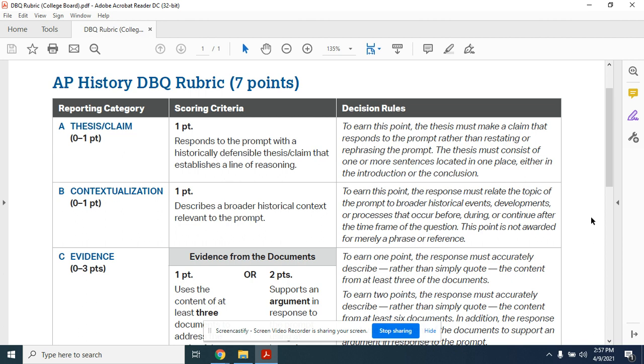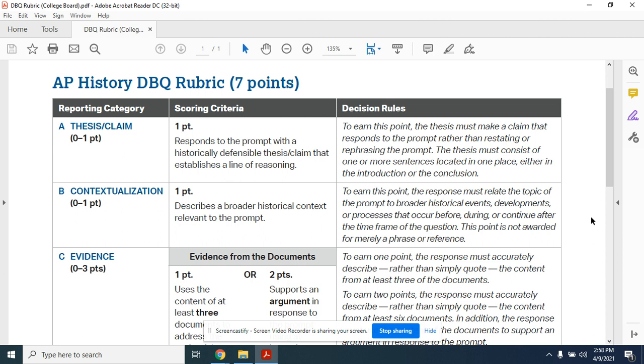There's a lot of ways of doing it, but we don't want a simple thesis that just says, ideas about American independence changed between 1763 and 83. Well, how? Why? Nor do we want to cram a bunch of ideas into one really long sentence. Okay, so nothing has changed there.